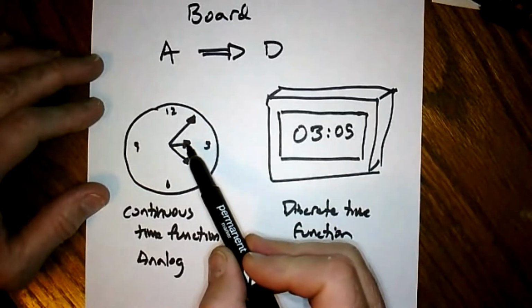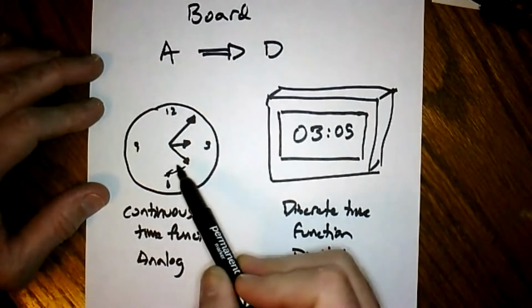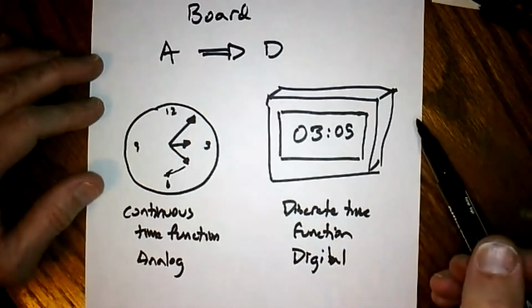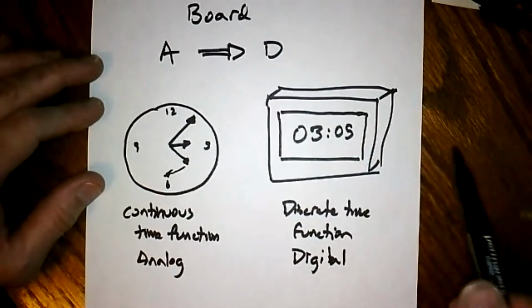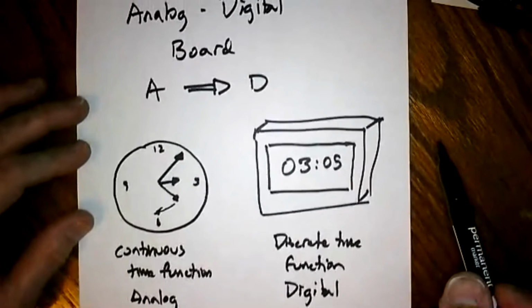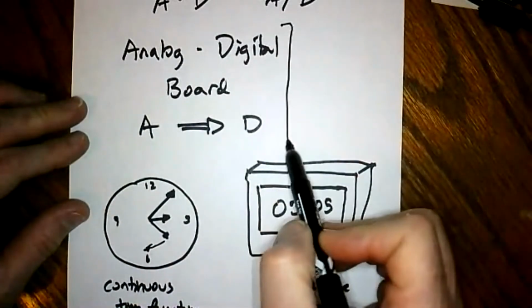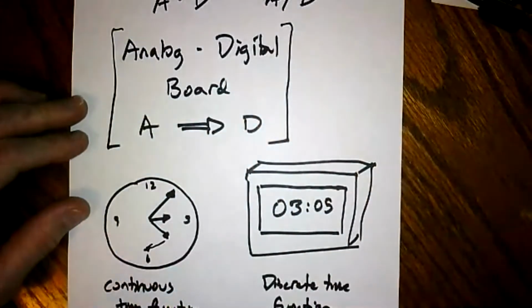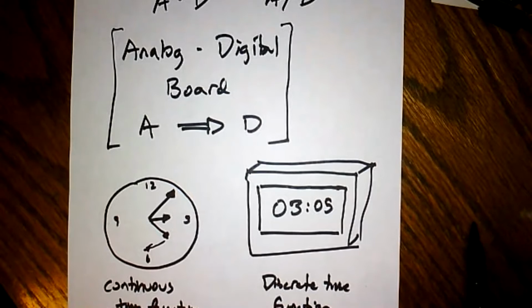This is a continuous time function. It's just always going to be going along here, and it's continuous. There's no break. Digital is discrete. What we are doing in our data collection is we are using analog to digital converters to take this continuous time function and convert it to a digital signal so we can work on it in the computer. That's all the A to D board does.